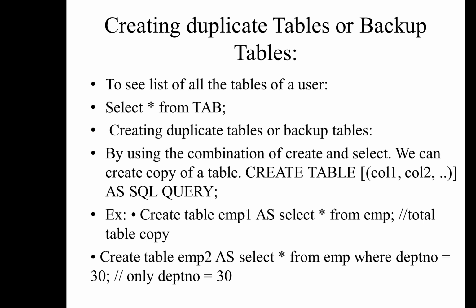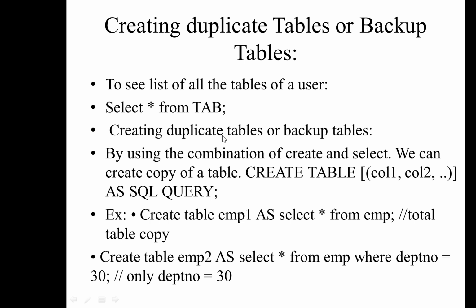So, creating duplicate tables or backup tables. To see the list of all the tables of a user, suppose we have created so many tables, or three to four tables. To see all the tables created in the database, we use the select command. Select star from tab. Star implies all fields. So select star from tab means the table contains what rows, and all the data will be displayed by using this command.